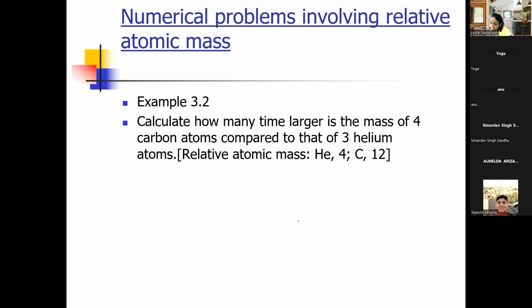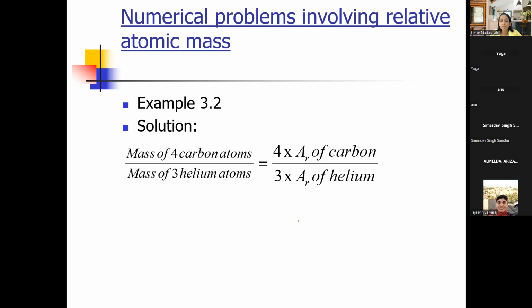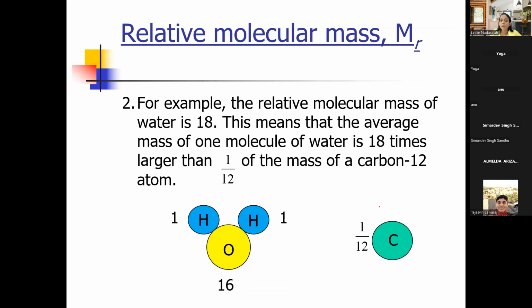I got 4, sir. Okay, you got 4. Anyone else? I also got 4, sir. All right, so it's actually so simple. How many times larger is the mass of 4 carbon atoms compared to 3 helium atoms? So you will get 4 times the mass of carbon, which is 4 times 12, and then 3 times helium. Helium, the mass is 4. So yes, you will get 4 times. Teacher doesn't want to waste time. These questions are so simple. No need to waste time.